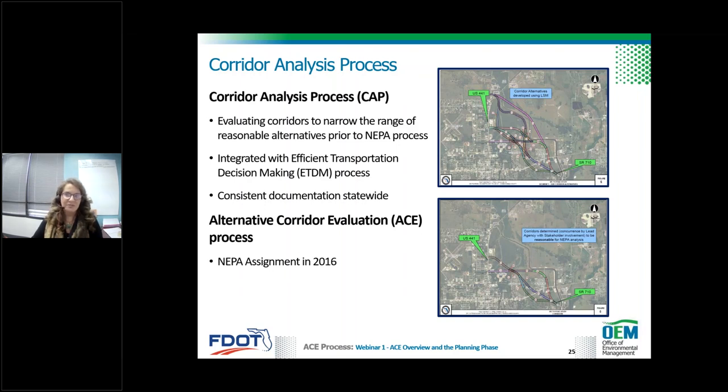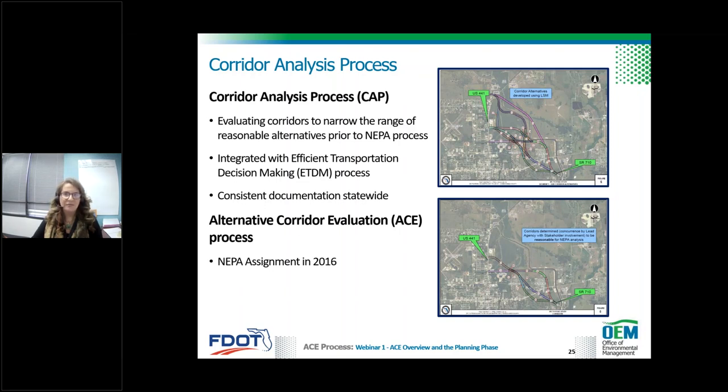So CAP was established to document stakeholder input, both agency and public involvement, as well as early project decision-making, and help to reduce delays. In 2012, the CAP process was rebranded as the ACE process. The process essentially stayed the same. The change of name provided a distinction between other process names.